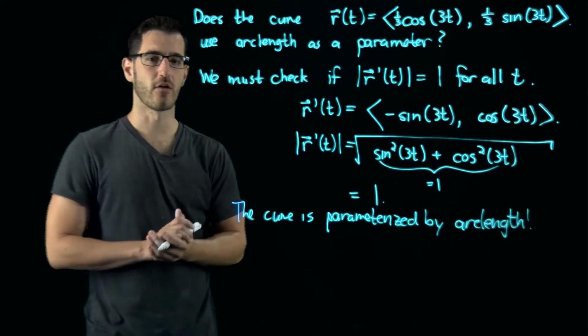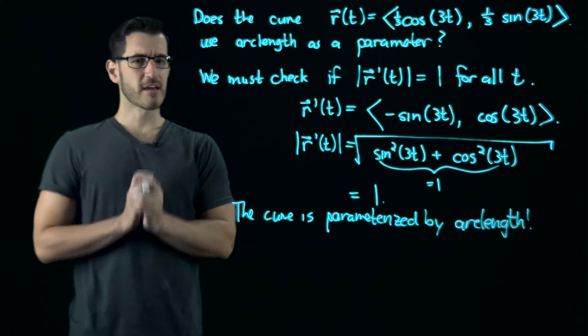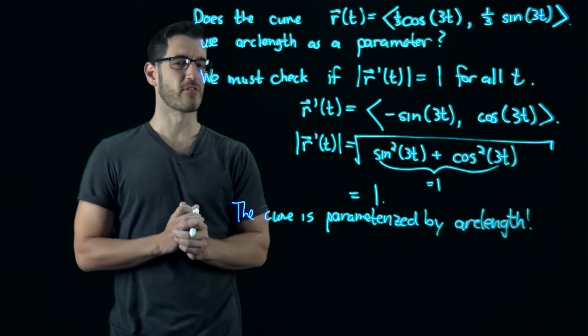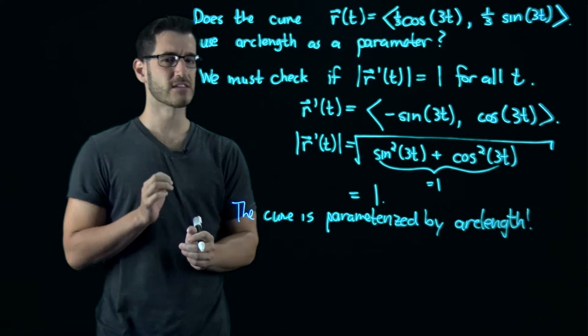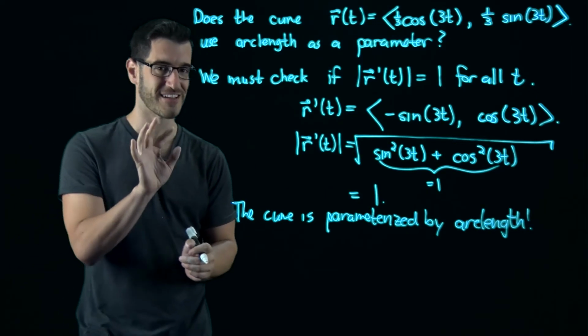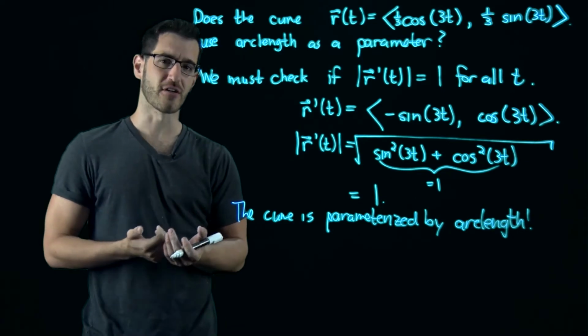So, not a very difficult problem. The next problem we're going to look at is one where the curve isn't parameterized by arc length. And we're going to ask, how do we give a different parameterization of the curve that uses arc length as a parameter?